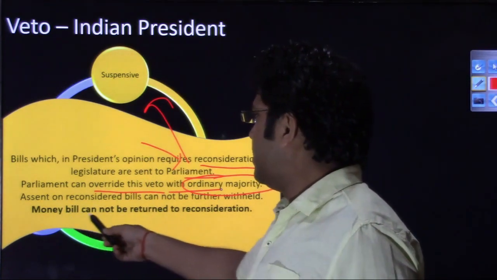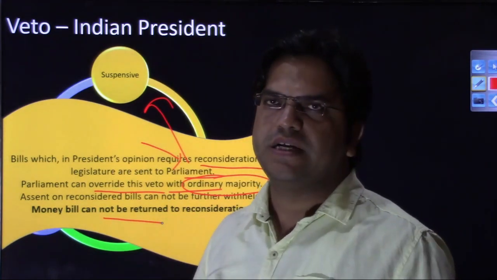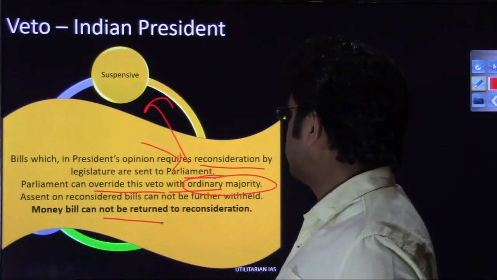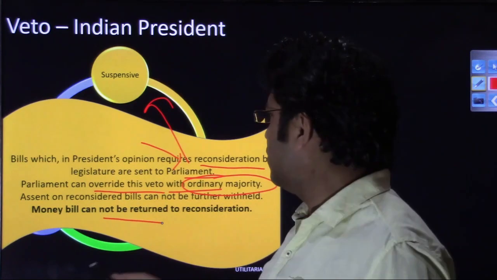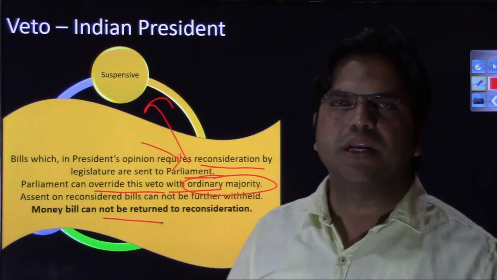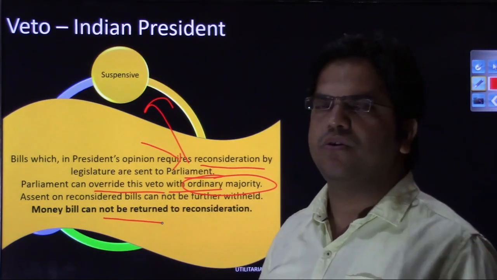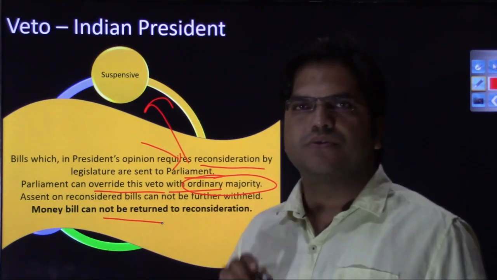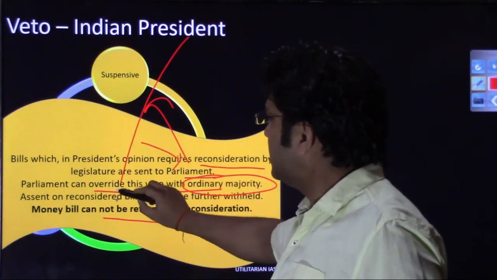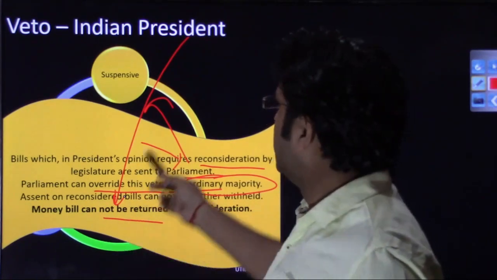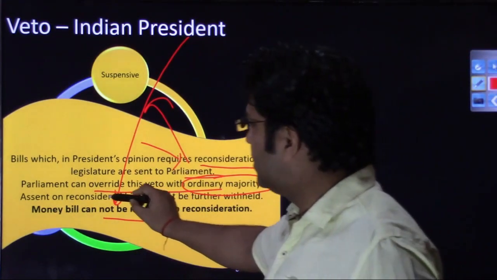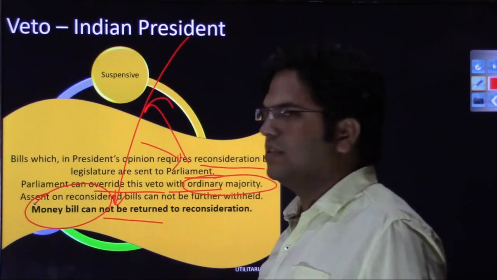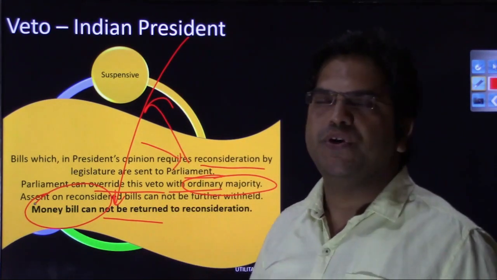A money bill, mind you, cannot be sent for reconsideration. So this is one limitation on the suspensive veto power of the president. What is the logic that a money bill cannot be returned for reconsideration? A money bill cannot be sent back for reconsideration by the president or the governor in the state, because a money bill, under Article 110, is introduced with the prior permission of the president himself. If he has given prior permission for something, how can it be returned? The maximum he can do is withhold his assent, but he cannot return the bill. So this is one limitation on the suspensive veto power of the president.